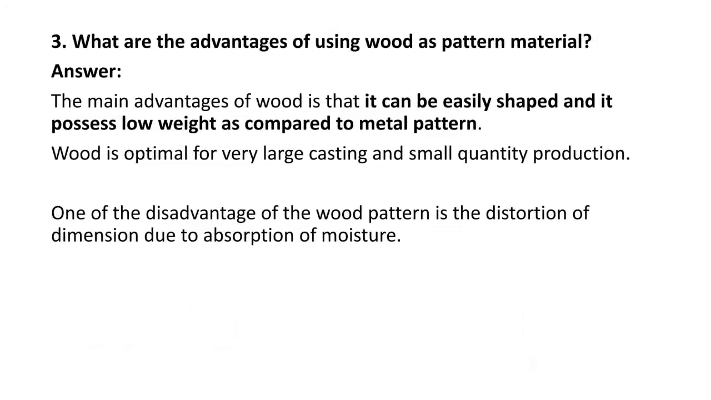Next question, what are the advantages of using wood as a pattern material? The answer is, the main advantage of wood is that it can be easily shaped and it has low weight as compared to a metal pattern. Wood is optimal for very large castings and small quantity production. One of the disadvantages of a wood pattern is the distortion of dimension due to the absorption of moisture.